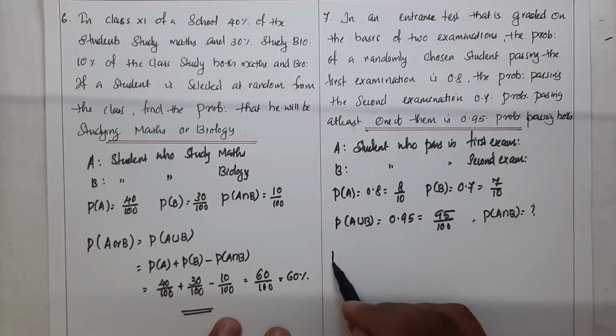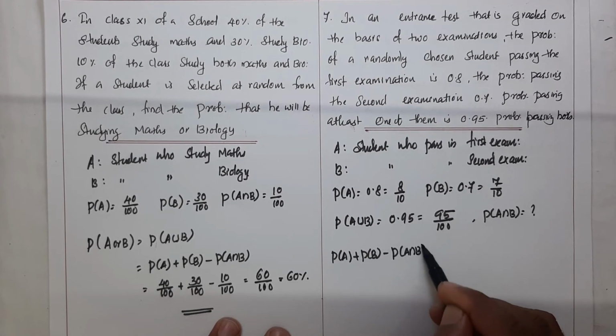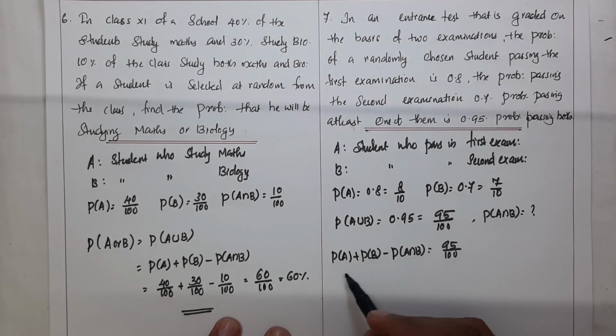You know the formula: P of A plus P of B minus P of A intersection B is equal to 95 divided by 100. P of A, 8 by 10, can be written as 80 divided by 100. Multiply the numerator by 10 for easy calculation.